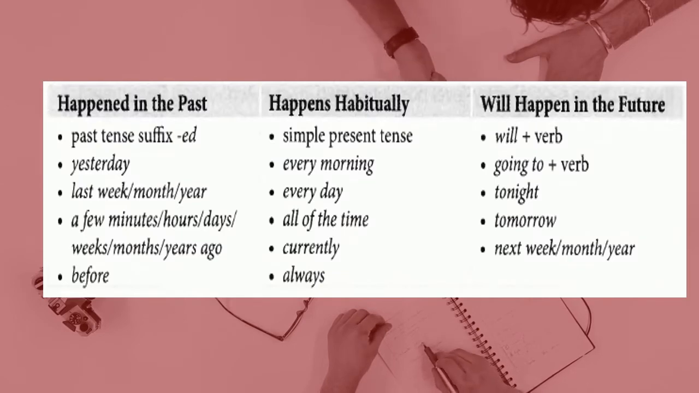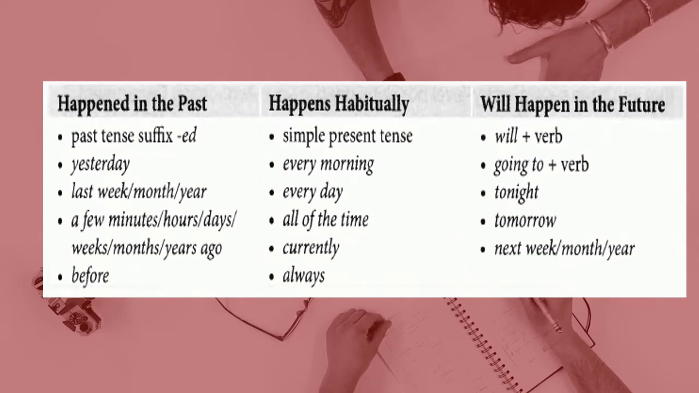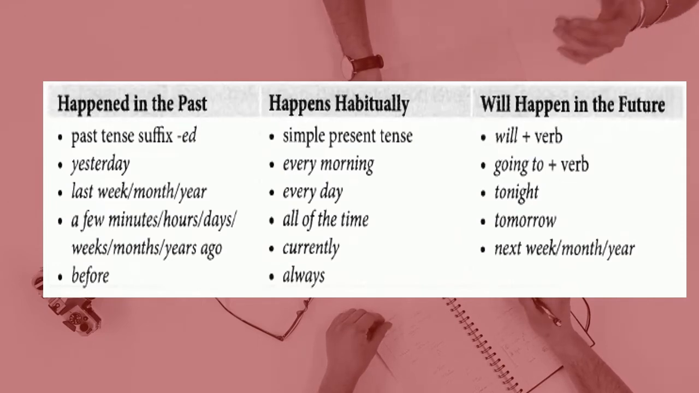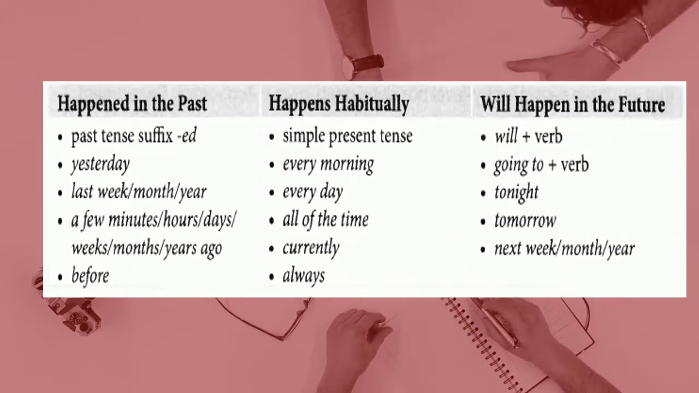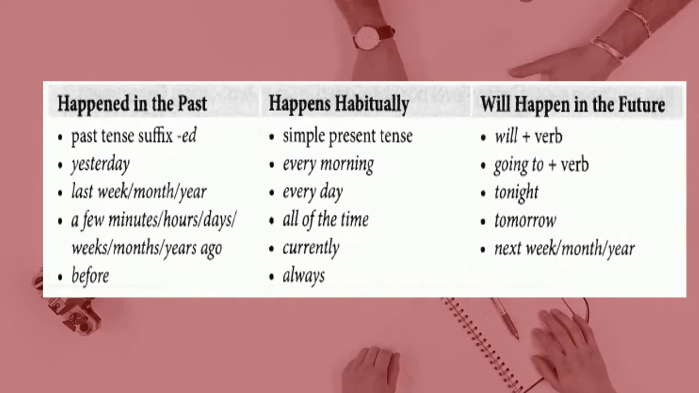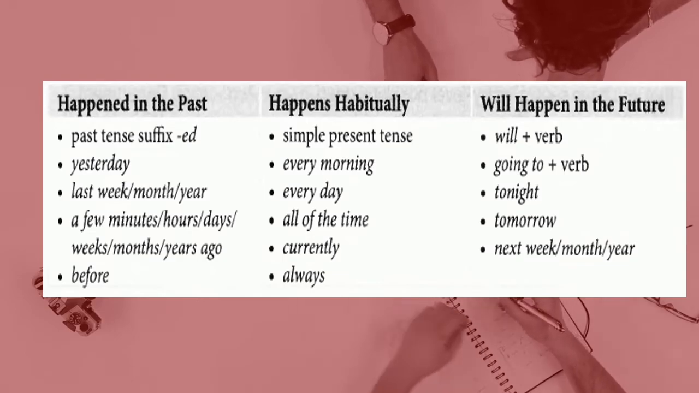And number 3, look for time markers in the nearby sentences. On the left hand side, these are some of the words that will give you hints that it happened in the past. In the middle, these are hints that it happens every day, or it happens often or habitually. And on the right hand side, you will see the things that might happen in the future. So these are basically some time markers that you should be very careful with.